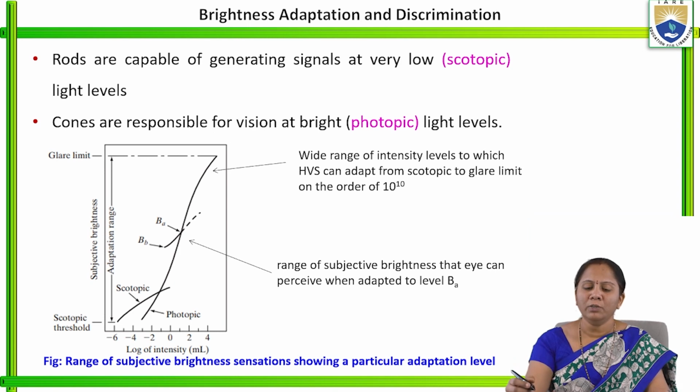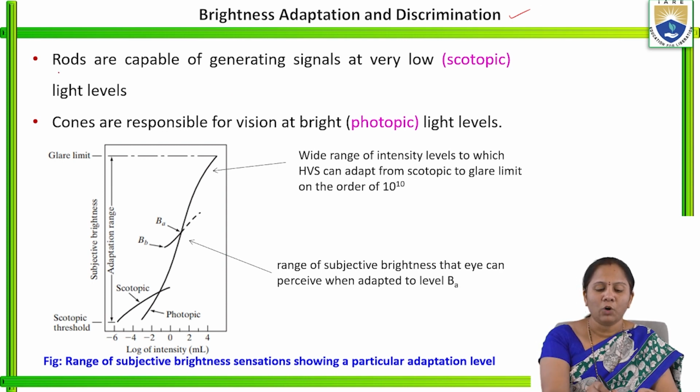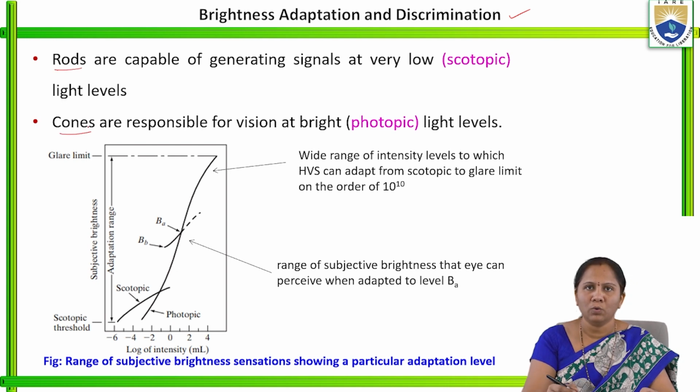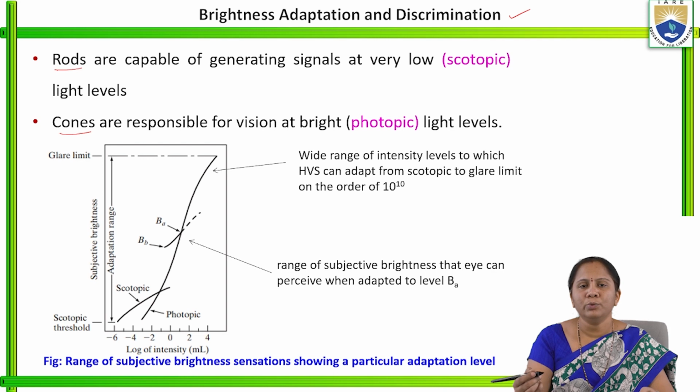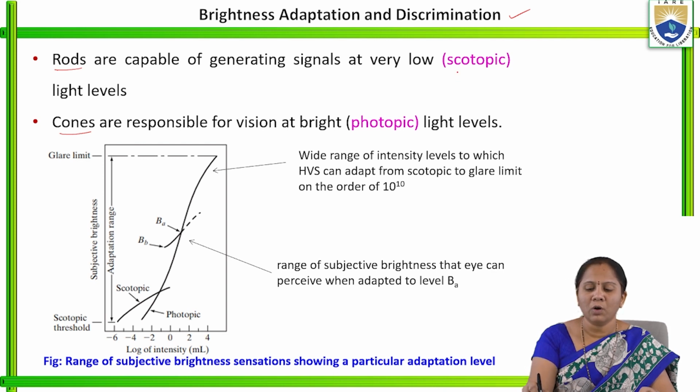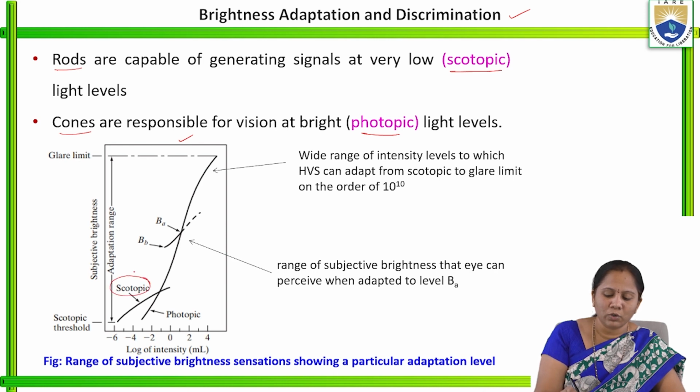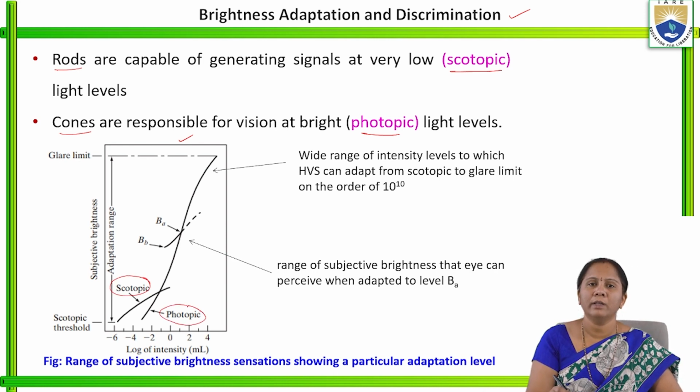Now, coming to brightness, adaptation and discrimination. Here we have discussed already about rods and cones. Cones will be activated at the bright level, and rods will be activated during darkness. So rods are called scotopic vision and cones are called photopic vision. If we observe this particular graph, here we can see scotopic and photopic are represented.